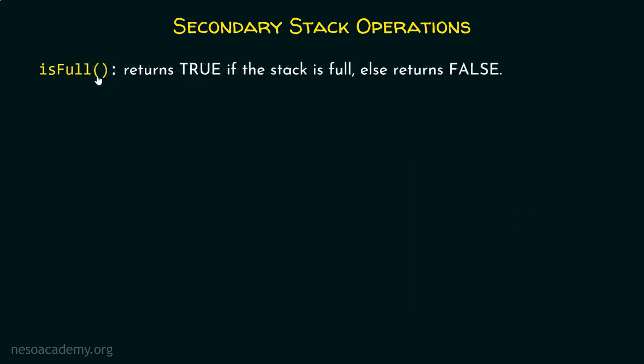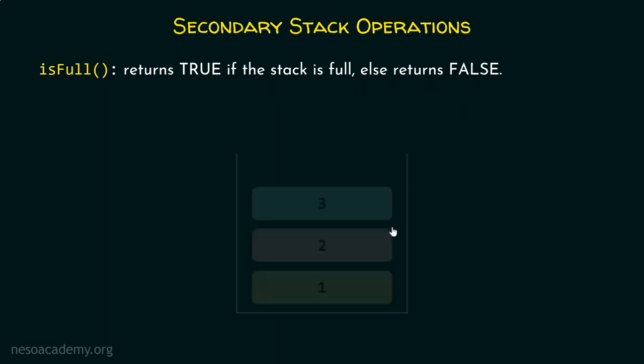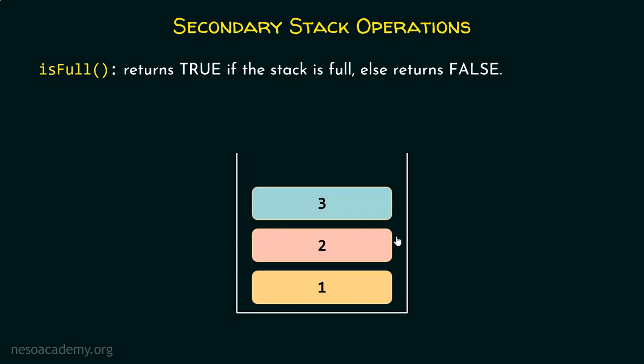Similarly, we have this isFull function which simply returns true if the stack is full, else it returns false. So imagine a stack like this. Now I would like to tell you that this stack is capable of holding only 3 elements. Then obviously isFull will return true, right? Because stack is full at this time. You can see that stack is full because there are 3 elements inside the stack. And I've already told you that this stack is capable of holding 3 elements. Then obviously isFull function will return true, right?